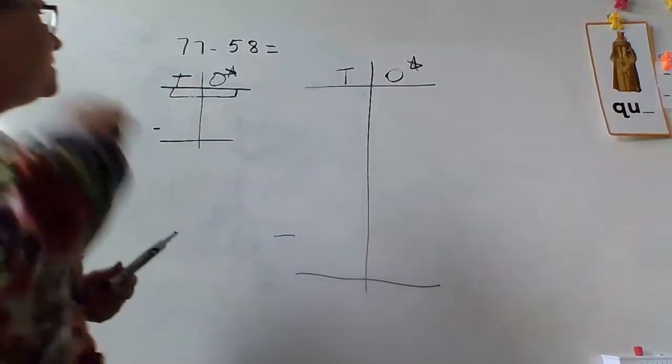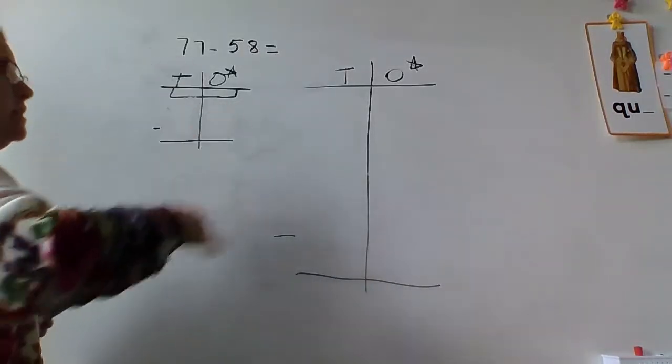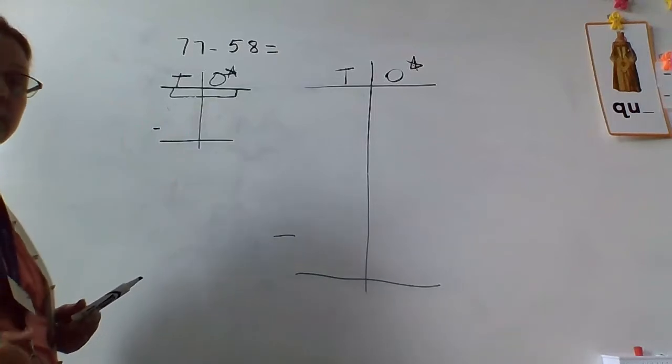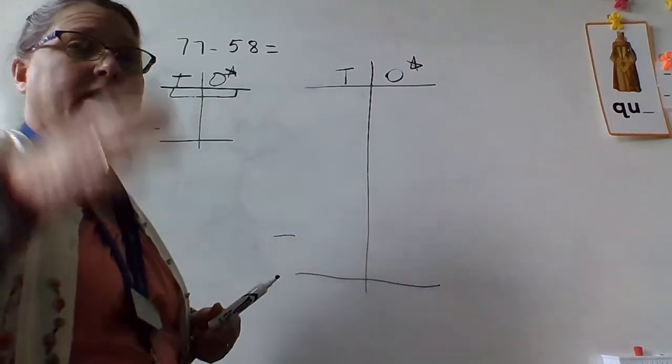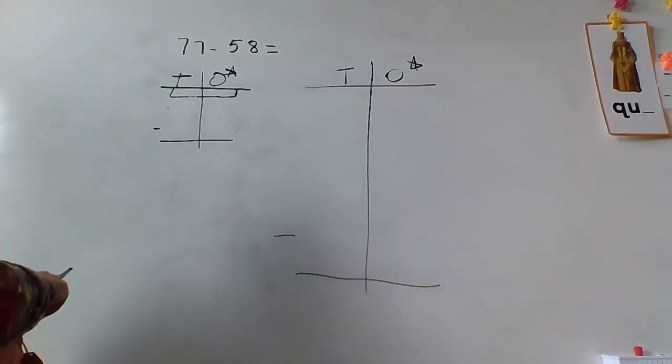Hey, I have 77 minus 58. I told you it doesn't do any good for you to continue just to write what I do. And don't lie to yourself and say, oh yeah, I got it right when you really didn't. Then you need to correct it, okay?